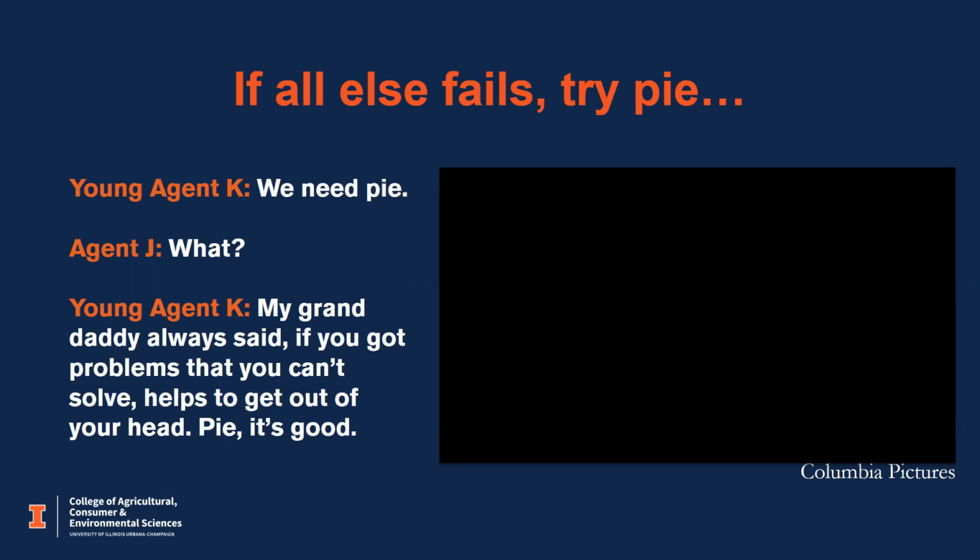well, let me backtrack. If you've seen Men in Black 3, Agent J travels back in time, basically to help save the world, as usual in that series, and he interacts with young Agent K. When they're at a stalled point in their investigation, Agent K says, "We need pie." Well, what do you mean? Well, Agent K's granddad always said, if you have a problem that you can't solve, it helps to get it out of your head. Pie is good, and it did help me.